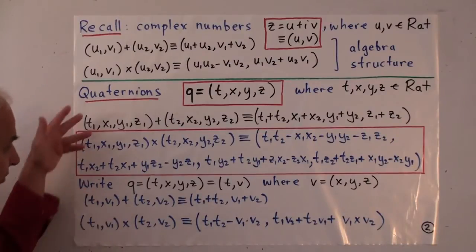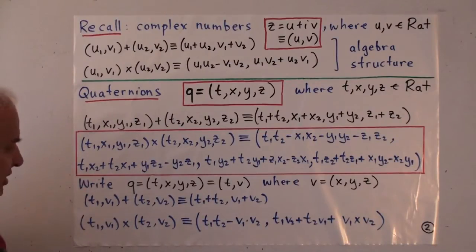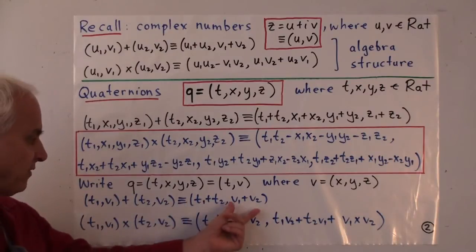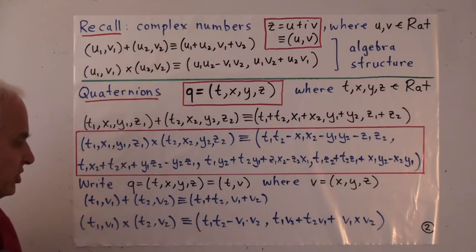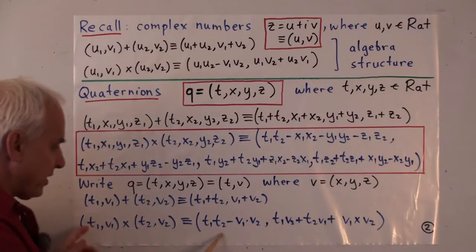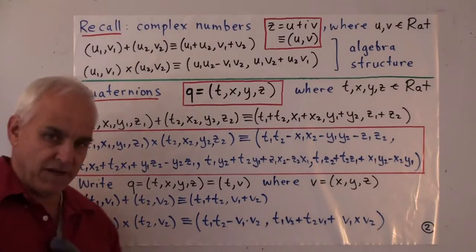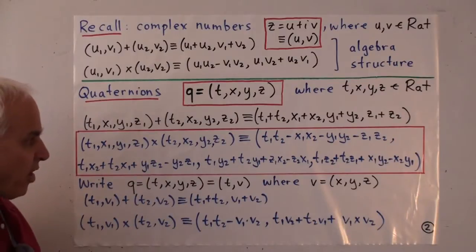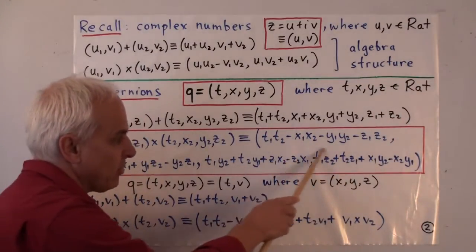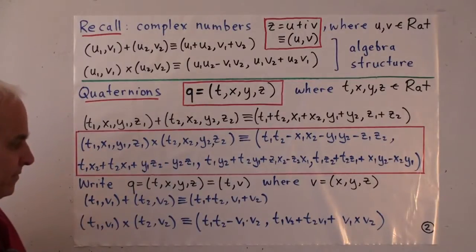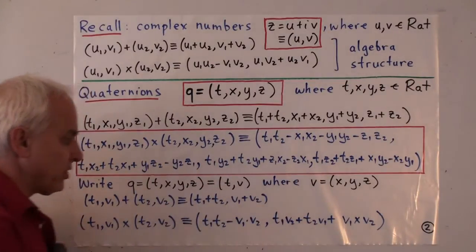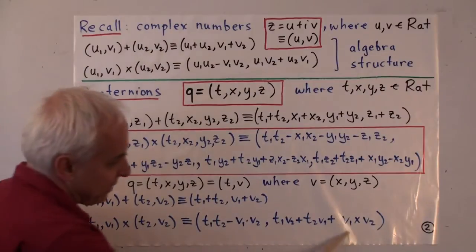So an alternate notation is to write this as tv, where v actually represents the vector x, y, and z. When we do that, we can rewrite the operations in simpler fashion, at least shorter fashion. So t1 v1 plus t2 v2 equals t1 plus t2 v1 plus v2. That's just component-wise addition. And then the multiplication becomes the product of t1 v1 and t2 v2 is t1 t2 minus v1 dot v2. We're taking the dot product of the vectors v1 and v2, which you see right here.